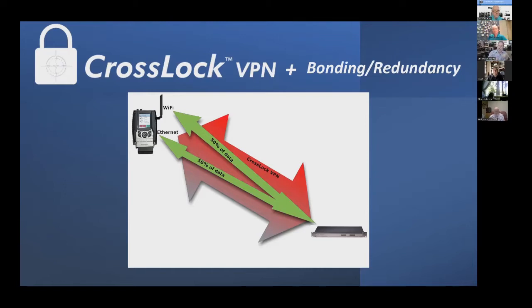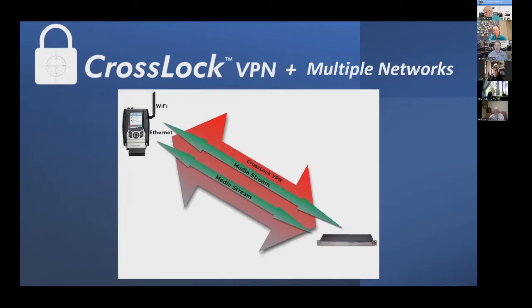And as Crosslock is monitoring each of those data networks, it's sending the appropriate amount of data down each channel based on how much available bandwidth there is, how much predictive loss there is on that network. And it's sending it back to the rack mount on the other side.